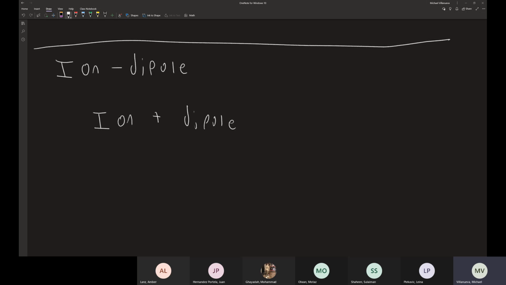Yep. So anything that has a negative or positive charge. So an ion, a positively or negatively charged species. So cation or anion.